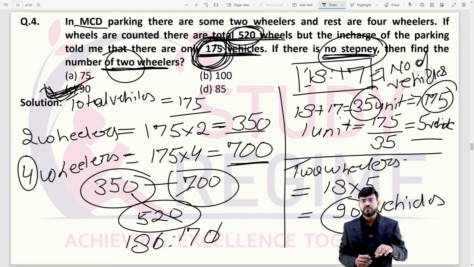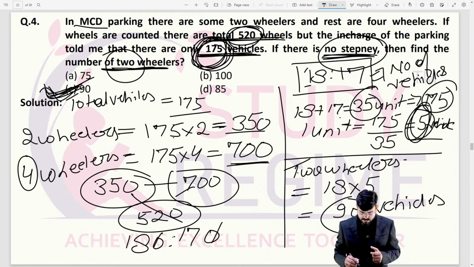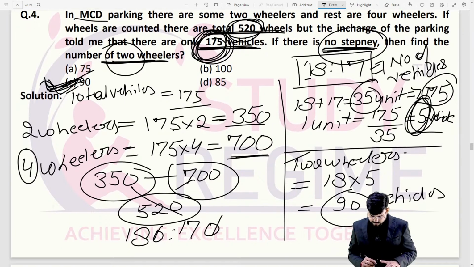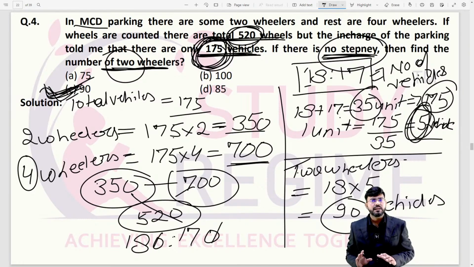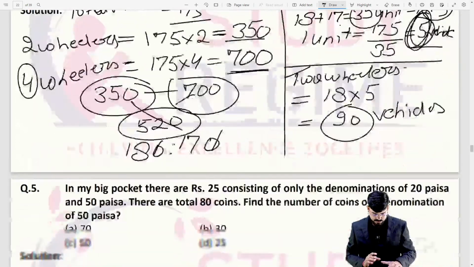Here 35 units will represent how many vehicles? 175. So 1 unit will represent how much? 5 vehicles. So how many two-wheelers are there? 18 into 5. Very easy question, clear? Okay, let's move on with the next question.